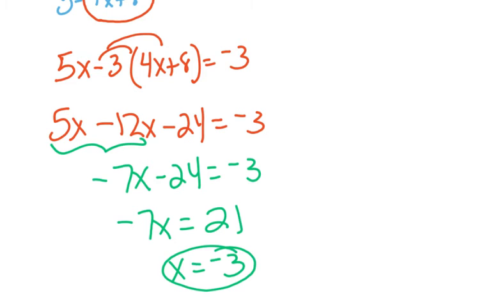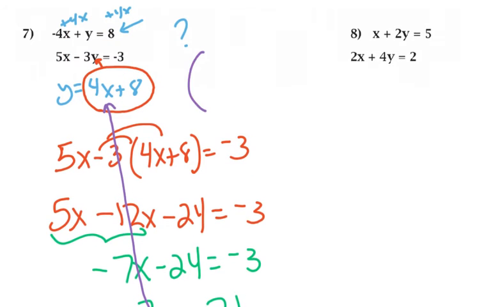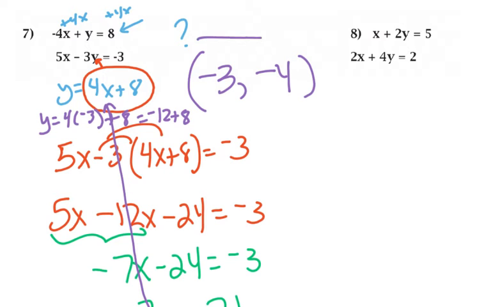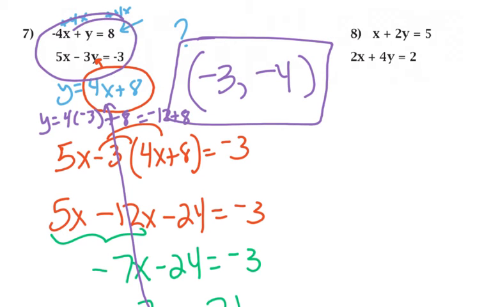So don't forget that you have to go back now, and now you have to find out what y is. So I'm going to write my ordered pair as negative 3 for x, and then I need to find what y is. So y is equal to 4 times negative 3 plus 8. So that's negative 12 plus 8. So that's negative 4. So my solution to the system is negative 3, negative 4. If I was to graph these two lines, that's the point they would cross.